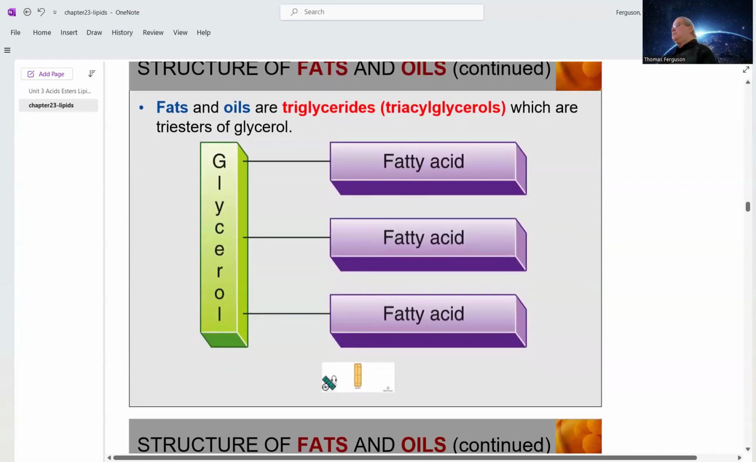Okay, so this is the most common type of fat, a triglyceride. Tri meaning three. We have three fatty acids, and this is the alcohol over here, 3 hydroxyl groups. This is called glycerol.